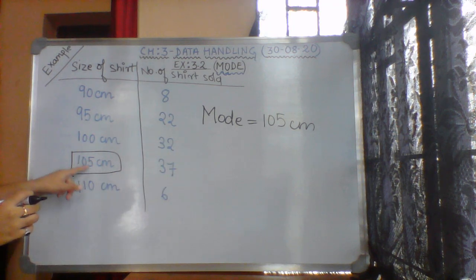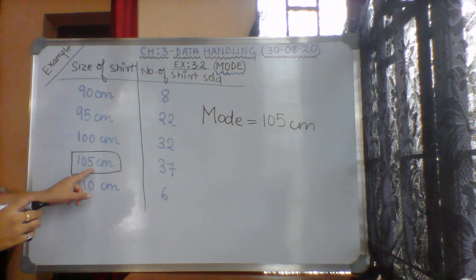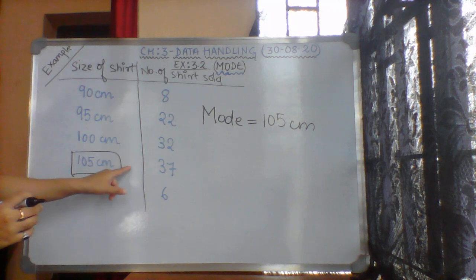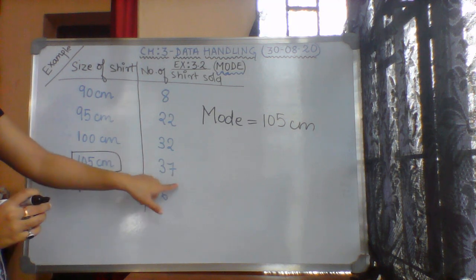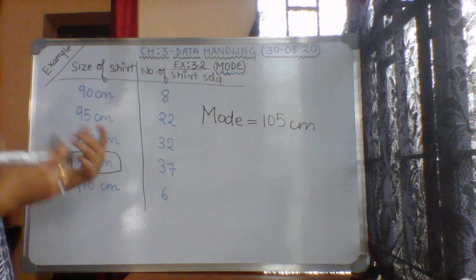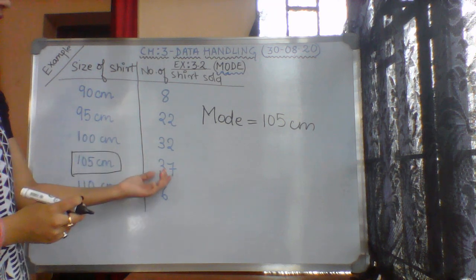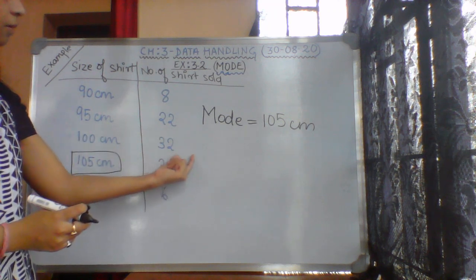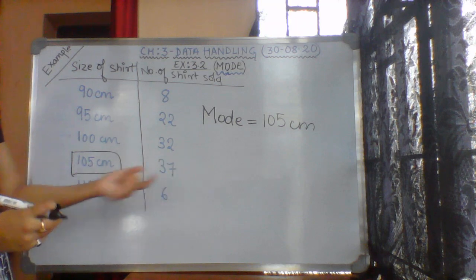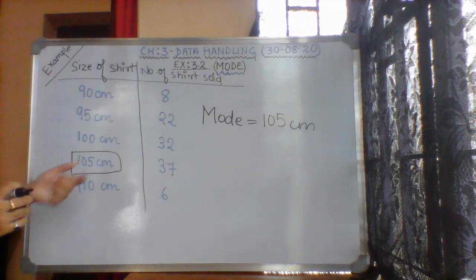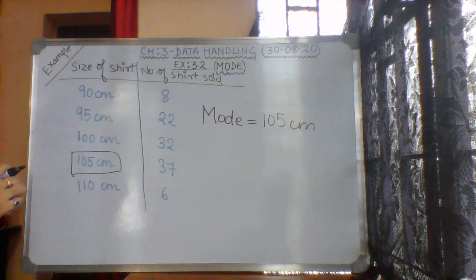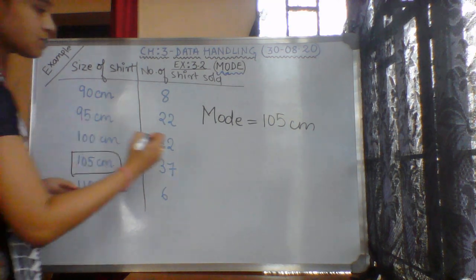It means the 105 centimeter size shirt is being sold most often. If it is sold most often, then the number of shirts sold will be high. So the mode will be this observation. I'm telling you, you will be making one type of mistake, might be sometimes your mistake.